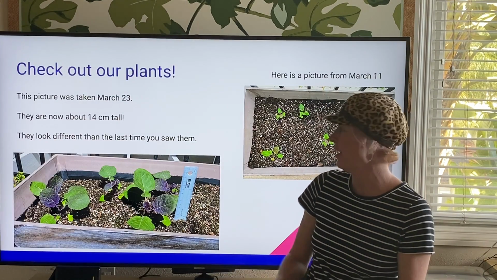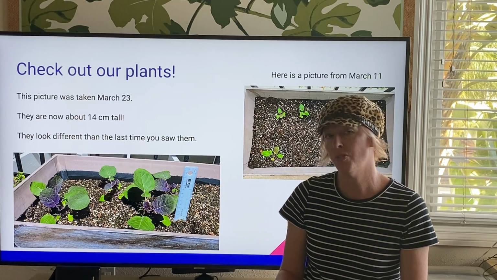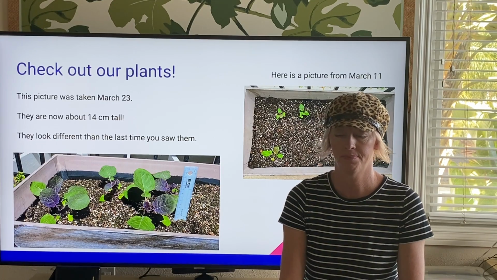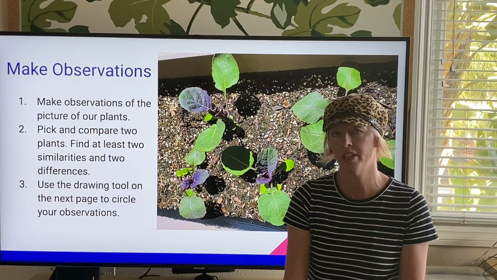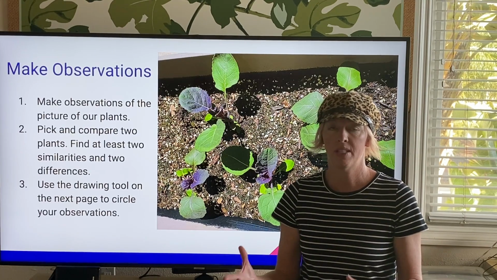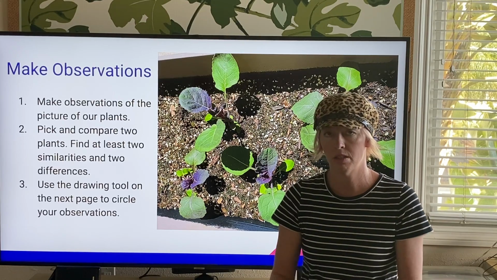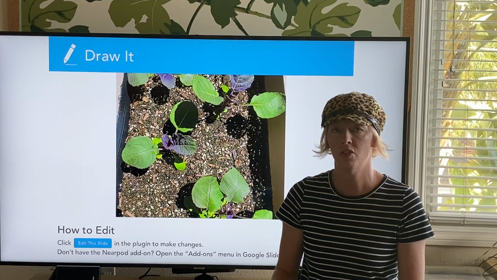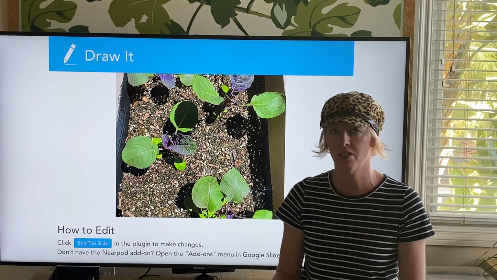So check out our plants. They are getting really big. They are already 14 centimeters tall as of March 23rd. You're going to make observations about our plants, so as they get older, you're going to look at how some of the things about them are similar and some are different. And then on the next page, I'd like you to use one color to circle similarities and another color to circle differences.